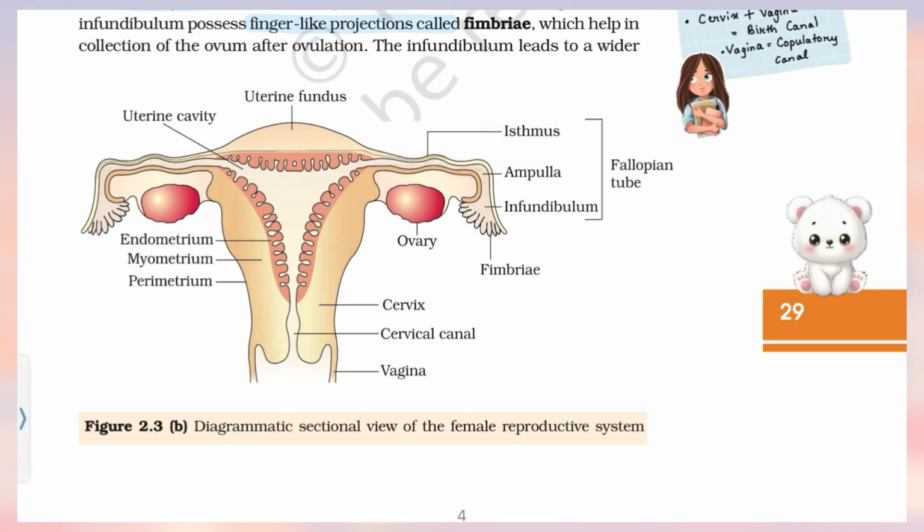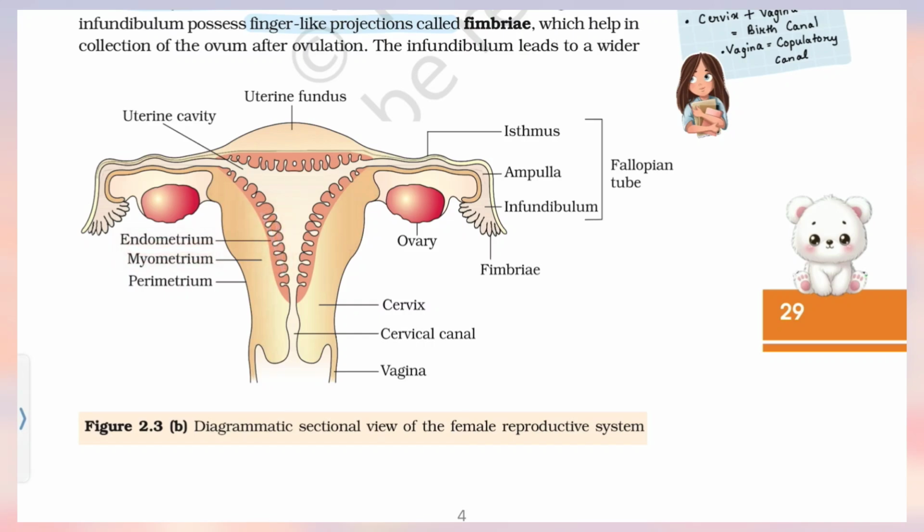It helps in transporting the fertilized egg towards the uterus. And the spear-shaped central organ is the uterus. It is also called the womb. The uterus is also the site of implantation, and it supports the development of the embryo and the fetus during pregnancy. The inner lining of the uterus is the endometrium.